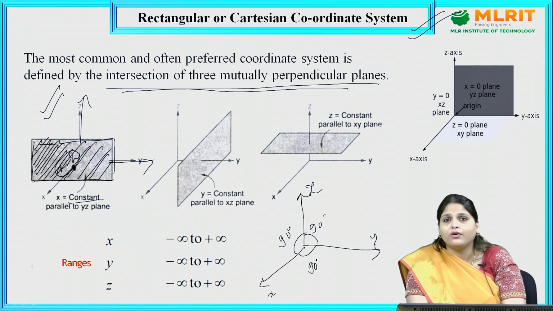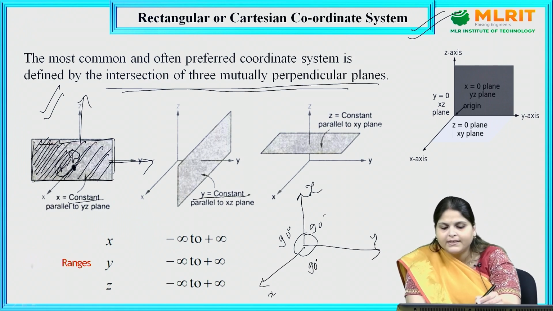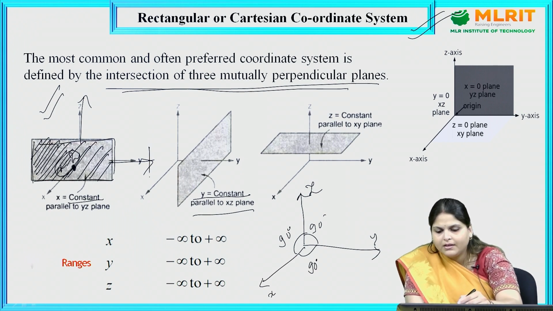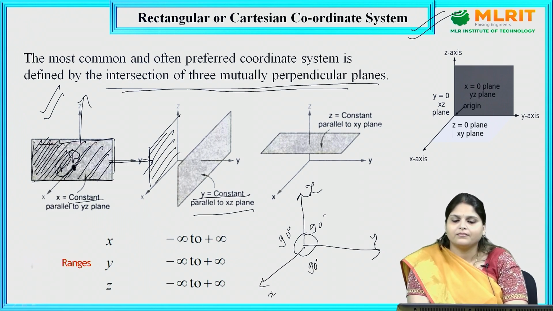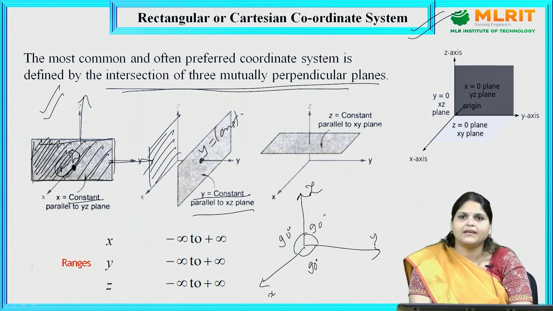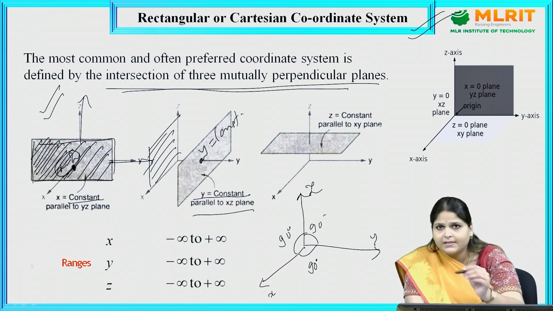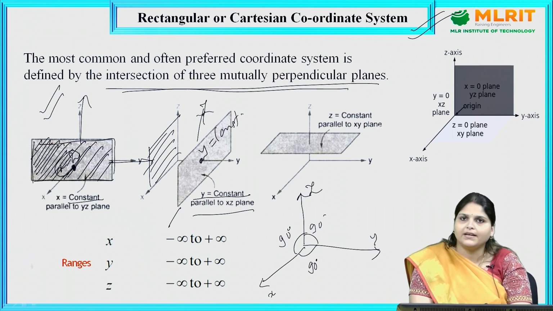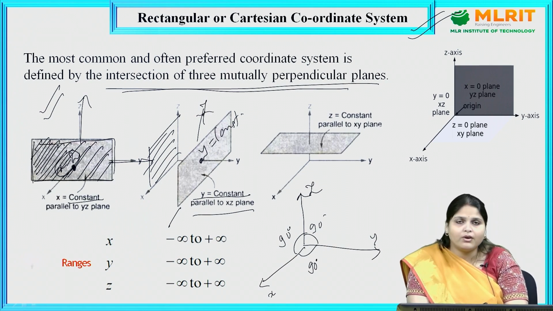Similarly, we have y constant, or you can call it xz plane because this plane is formed between x axis and z axis, and again we are calling it y constant plane because at a particular point this plane is formed in the y axis, but there may be variation in x direction and z direction. So this is called xz plane or y constant plane.